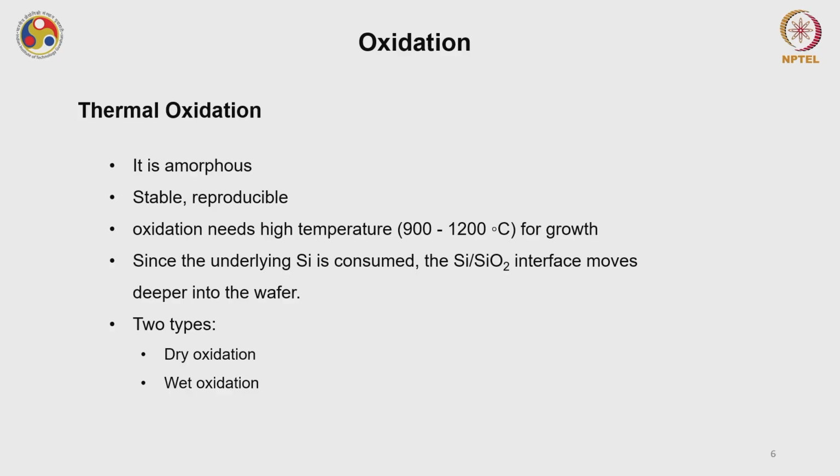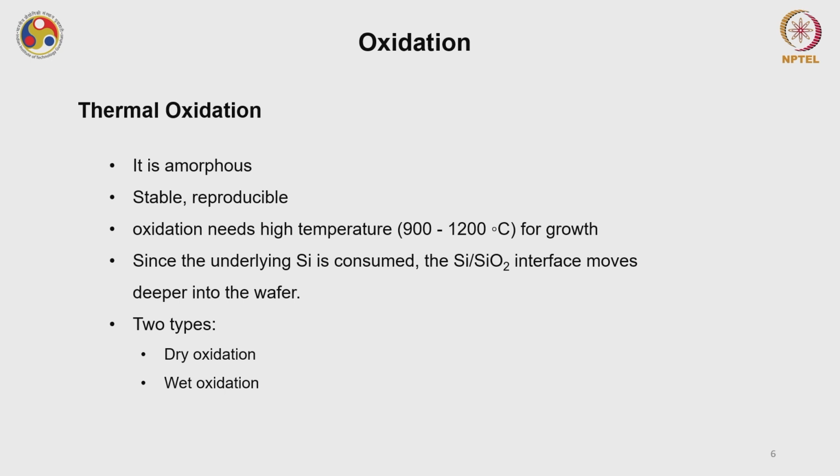Usually this chemical vapor deposited SiO2 is not preferred when the thickness required is very less. For those cases you mostly rely upon thermal oxidation. So let us learn about thermal oxidation, because this is the most sought technology in microelectronics. Mostly the silicon oxide that you obtain by thermal oxidation is amorphous in nature. The oxide is very stable, and the process is very reproducible.